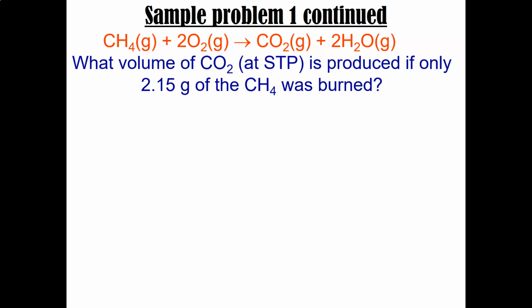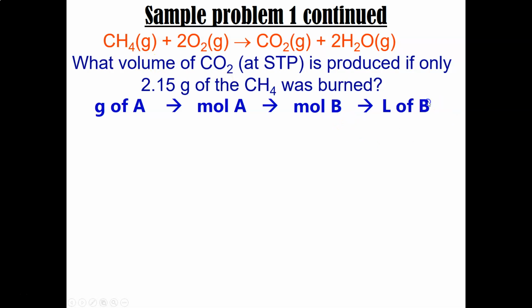All right. So now, new problem, but we're going to just be using the same equation. It's just kind of a continuation. We want to know what volume of carbon dioxide, if we were at STP, would be produced if only 2.5 grams of the CH4 was burned. So we're only going to do 2.5 grams this time. Well, I'm going to go grams of A to moles of A, moles of A to moles of B, but I don't want grams of B. I want volume. So I'm going to have to get from moles to liters.